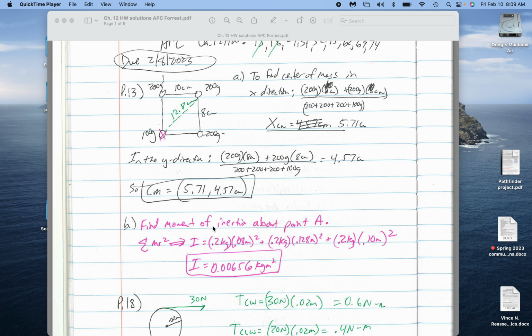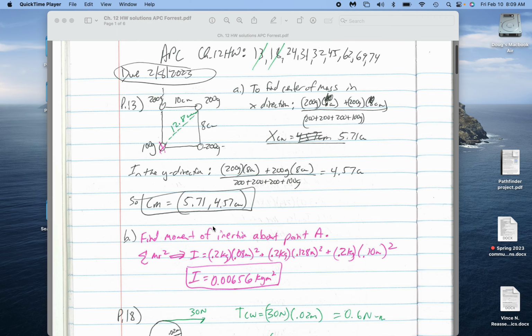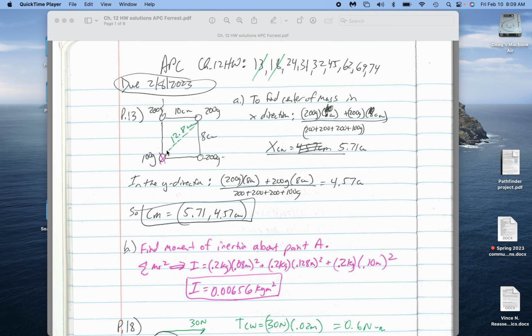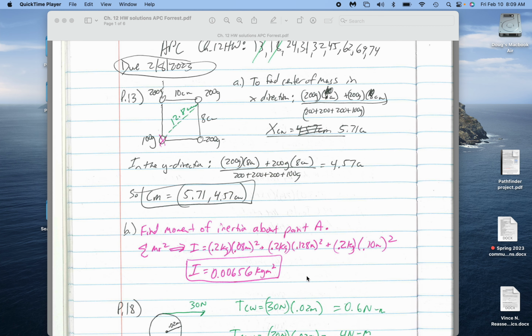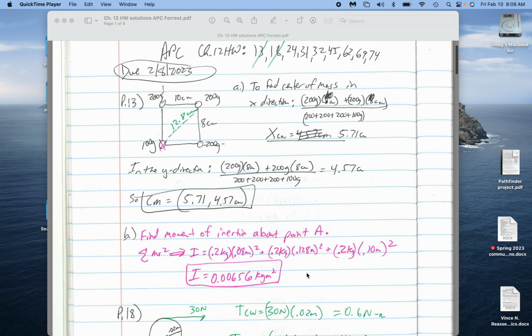For part B, it's asking you to find the moment of inertia about an axis that passes through mass A and is perpendicular to the page. So I drew an X there indicating that this thing is going like a spear into the page, and then this whole thing would be rotating around it. So essentially, because this mass is at 0 centimeters, it would have no moment of inertia. This, and this would, based on the respective distances. So this is 8 centimeters away, this is 10 centimeters away, and this is 12.8 centimeters away. And we treat those like point sources, so that's mr squared. And I did a summation of all those things, and that gave me 0.00656 kilogram meters squared.